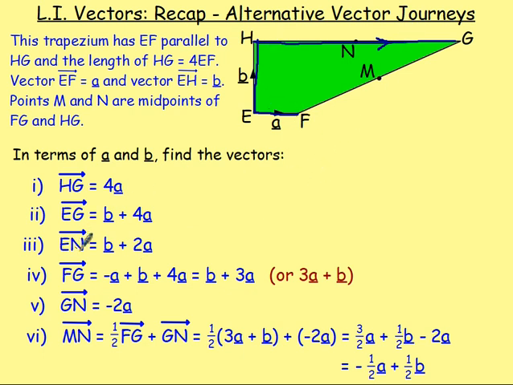For example, to go from E to N, you can't go along here and then up here. We don't know this vector, so you've got to go up here to H and then along to N, and N is half of HG. So you can work this out. Have a look back at that lesson if you're wanting it in a bit more detail.